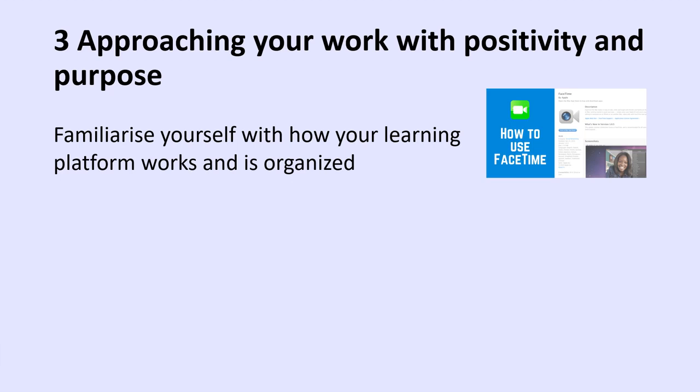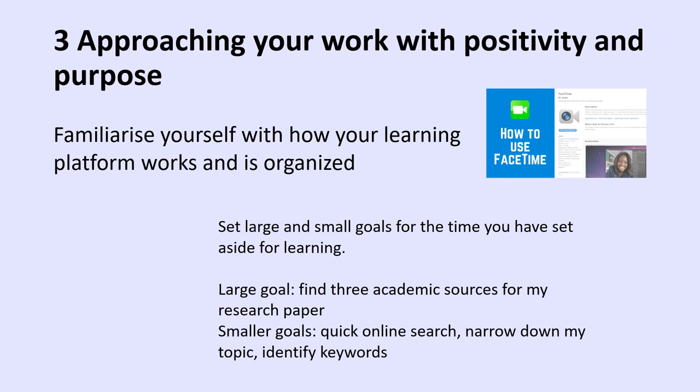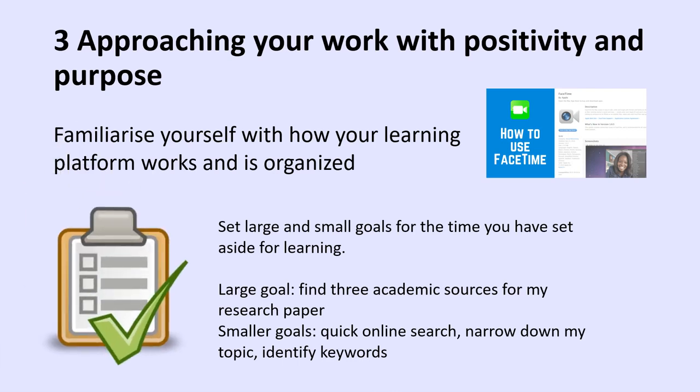Another idea is to sit down with a purpose. If you've blocked off 2 hours one morning for schoolwork, make sure you have a solid plan for those 2 hours. Set a larger goal along with several smaller goals for the time you have set aside for learning. So an example of a larger goal might be to gather 3 academic sources for a research paper. But you can break this activity into several smaller goals, such as narrowing down your topic, identifying keywords, and conducting a preliminary Google search to learn a little more about the general topic.